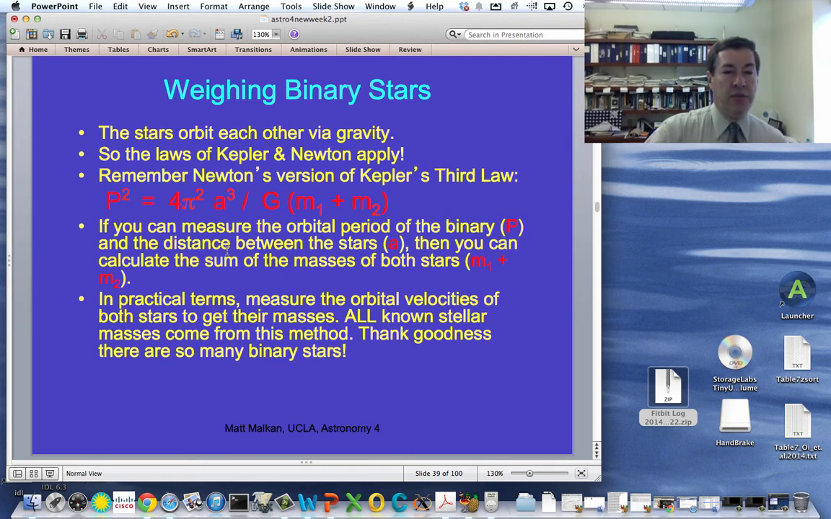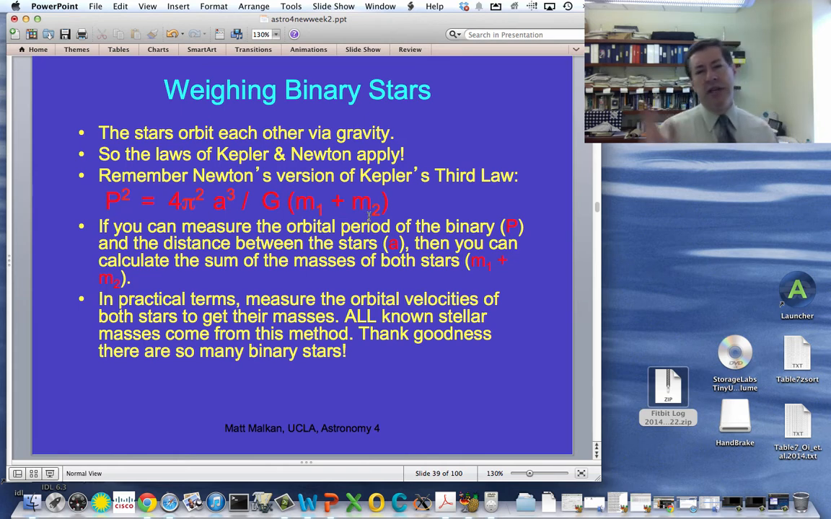I mentioned this already. We measure the orbital period. That's not too hard to do. This is a little bit trickier: we need to know the separation of the two stars. If we could measure those, basically what we could get is the sum of the masses of the two stars. So what you really want to do is measure the orbital speeds of the stars. The best way to do that would be to measure their Doppler shifts.